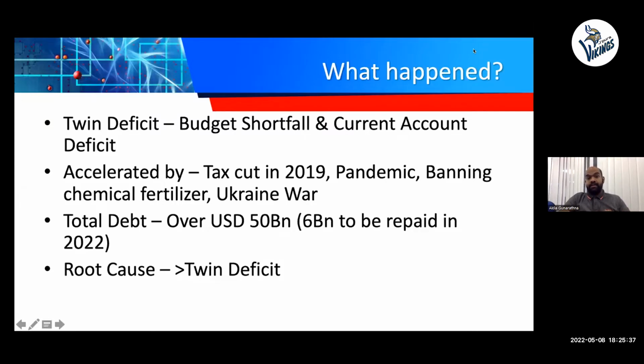And then there were certain decisions taken by the government, like banning chemical fertilizer. That resulted in a drop in production. And further to that, we had the Ukraine war. Because of the Ukraine war, you could see the oil prices went up. When oil prices go up, your fuel prices go up. When fuel prices go up, everything in the economy gets affected. Even vegetable prices can go up because you have to transport the vegetables.